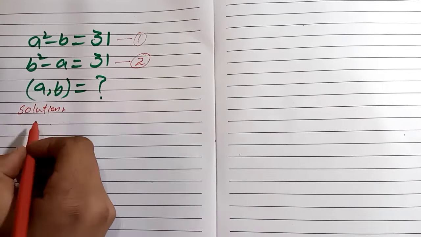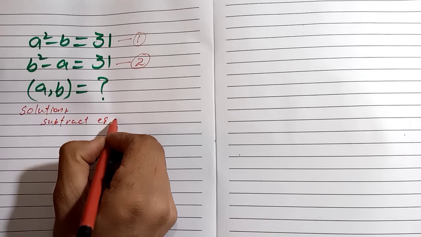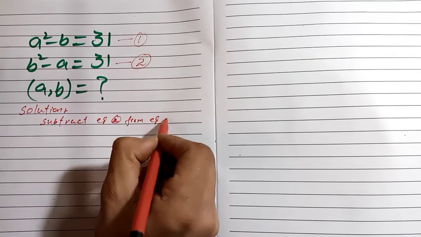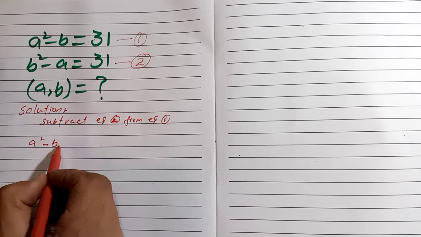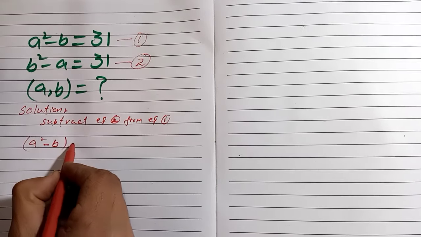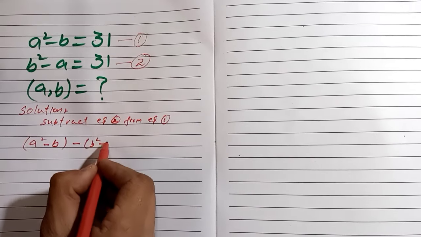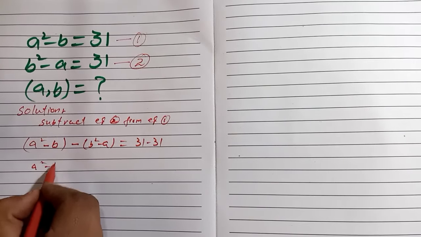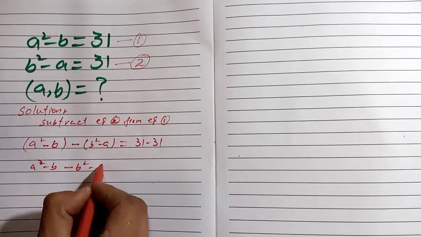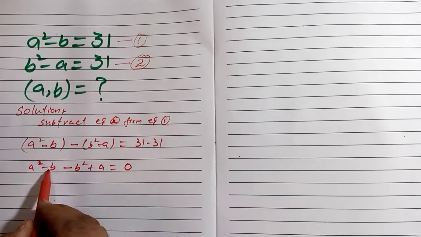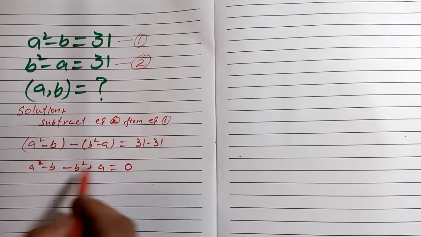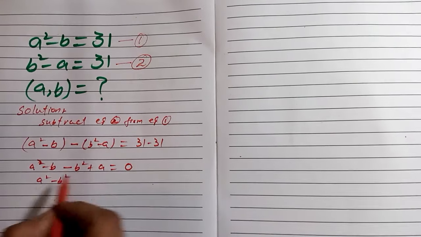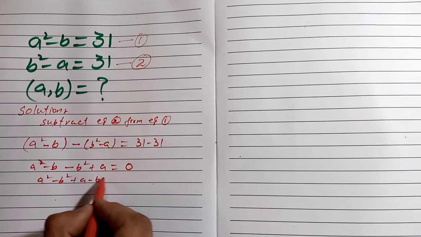So in the first step we can subtract equation 2 from equation 1. Equation 1 is a square minus b, minus equation 2, b square minus a, which is equal to 31 minus 31. So on the left hand side we have a square minus b minus b square plus a, which is equal to 0. First we write the square terms, then the other terms: a square minus b square, and then plus a minus b, which is equal to 0.